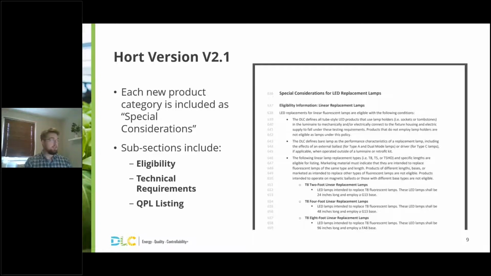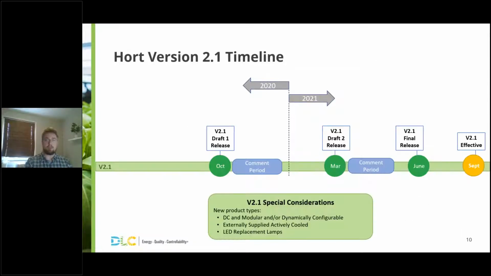All right, and then the next slide should be the timeline. So here you can see we started this with the first draft release back in October. Now we're all the way in July, right after the final policy release. One more thank you to everyone for all of your expertise and input and letting us get to this final policy release and start to lay the groundwork for qualifying these types of products onto the horticultural QPL.